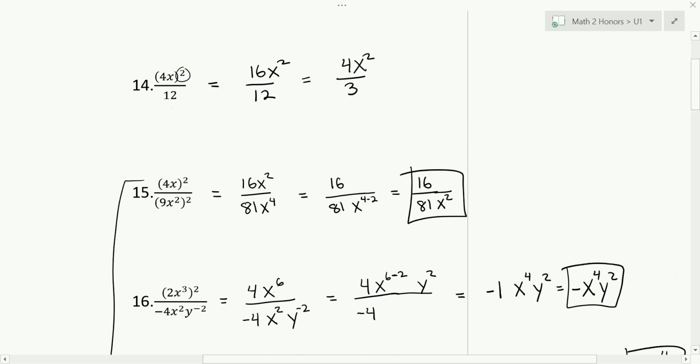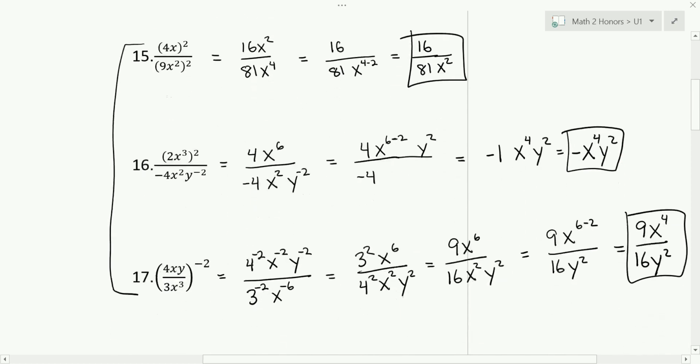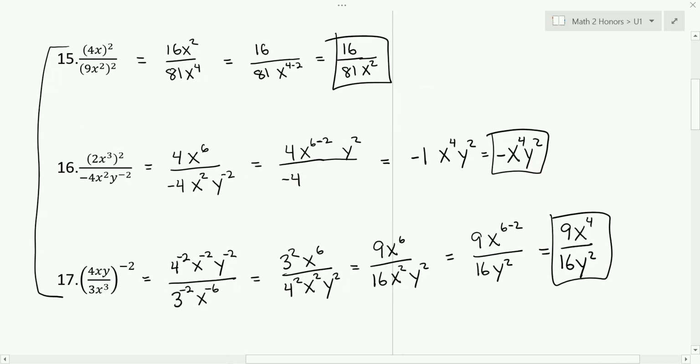All right, number 17. I didn't look at everybody's. I didn't see this answer. Some of you did. Okay, I didn't see everybody's. But again, there's a couple ways to do 17. But first thing is you're distributing a power of negative 2. And so notice how I did that.